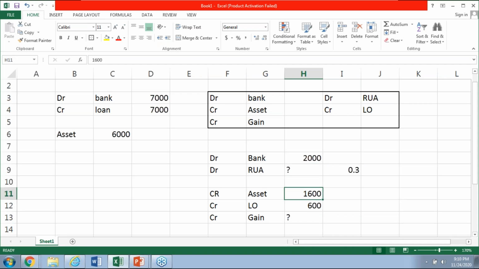So we have sold the asset having a carrying amount of 1,600. So 30% of this value will be 480. So once you have got these two values, the last one will be the balancing figure. So this amount plus this amount minus this amount and this amount. So the gain on disposal will be 200. I hope I have cleared the point.